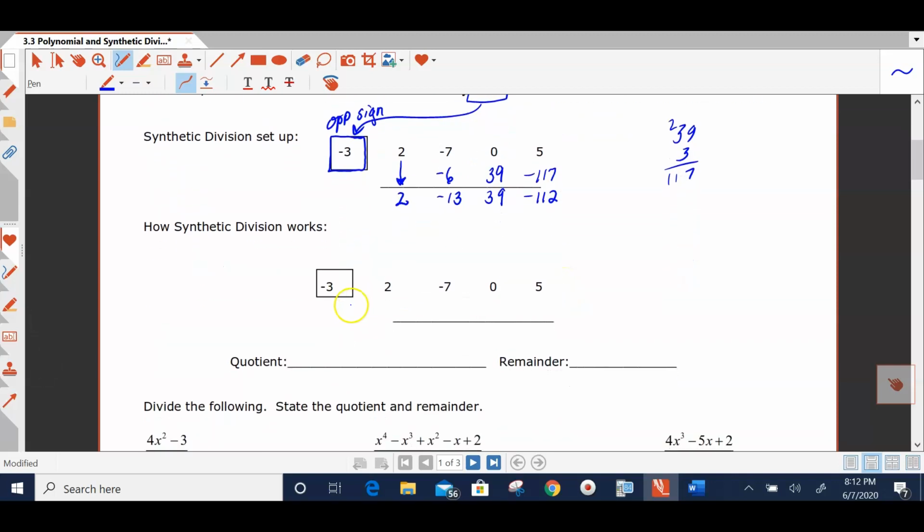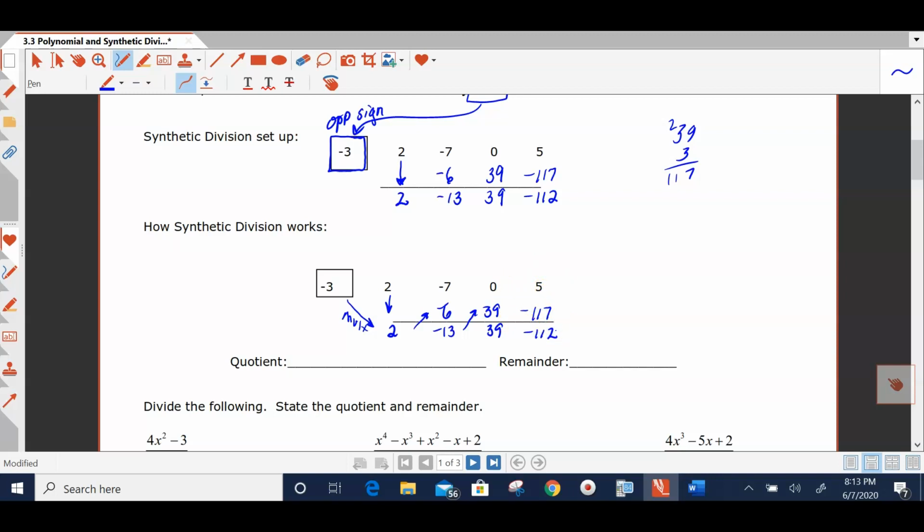Okay, so I'm going to do that again right here. So remember, we drop the 2. We multiply -3 times 2. Get a -6, and we place that number above the line. We combine those to get a -13 and multiply again. -3 times -13 gave me a 39. Add that to 0. Finally multiply -3 times 39, place that above the line, and combine those to get my result.